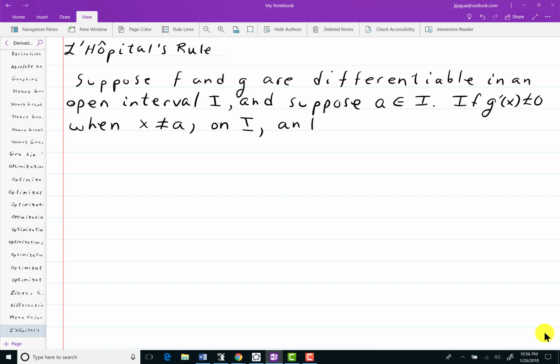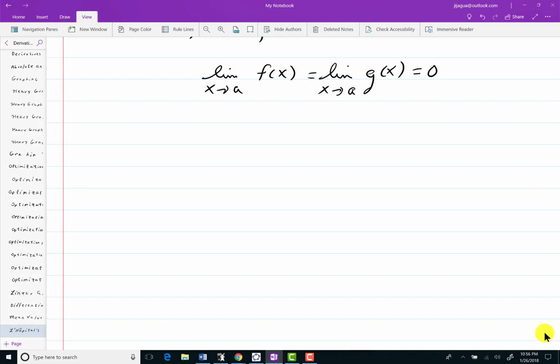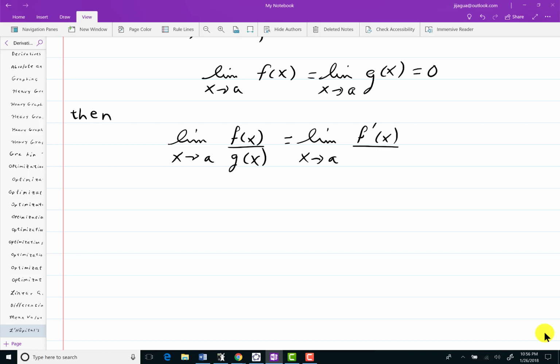and if the limit as x goes to a of f of x equals the limit as x goes to a of g of x, all of those limits equal 0, then the limit as x goes to a of f of x over g of x equals the limit as x goes to a of f prime of x over g prime of x, assuming that last limit exists.